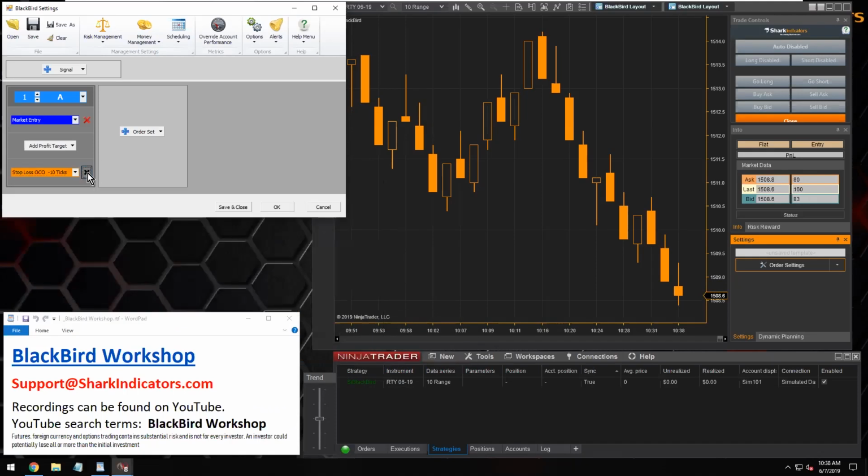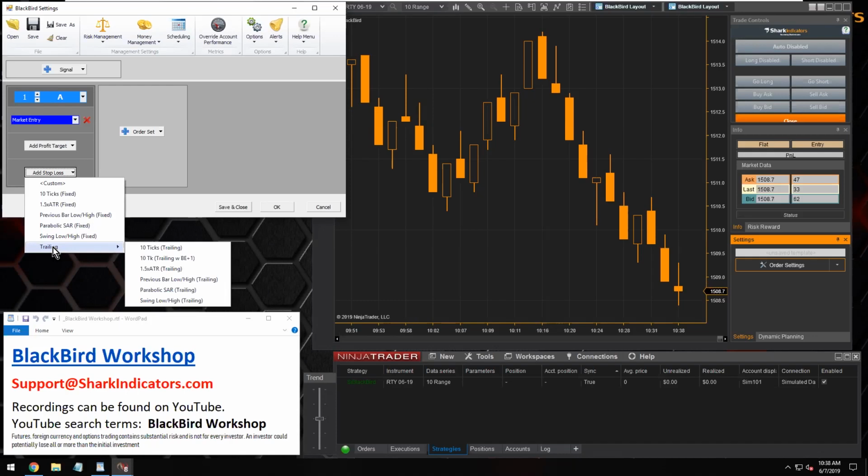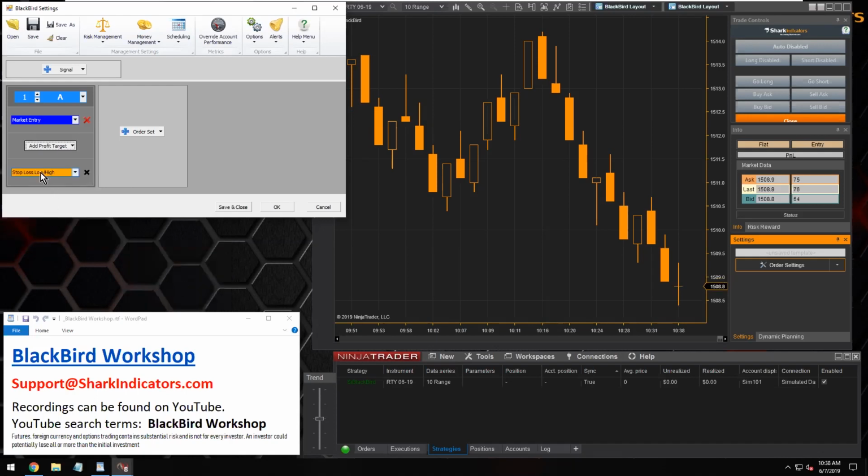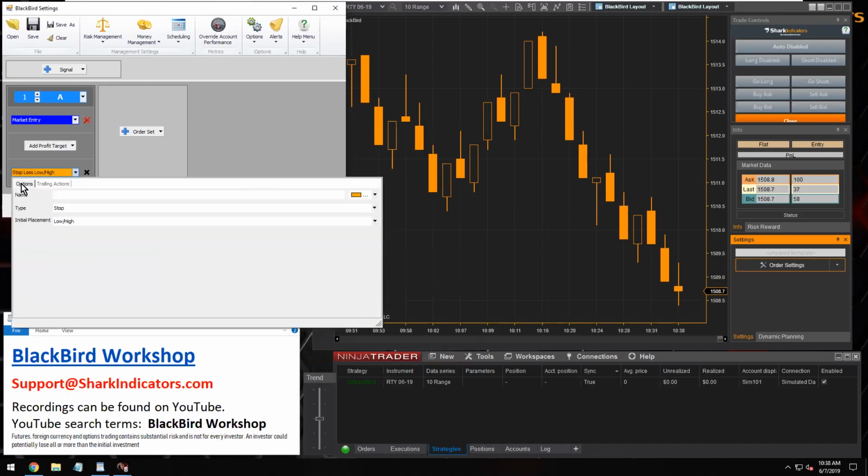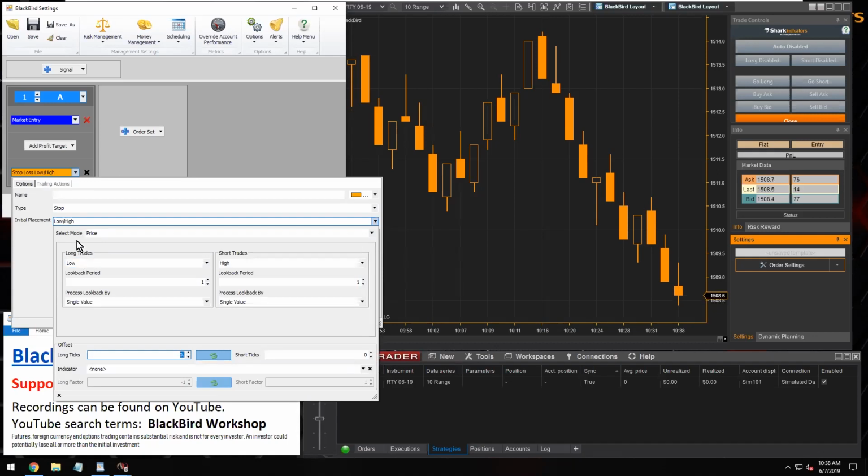So let's get rid of this. And if we go back into the quick list here, go back into trailing, we see there's a previous bar low and high as an example. Let's take a look at the initial placements first. The initial placement is taking the low of the bar and just setting the stop loss at the low of the bar, right?